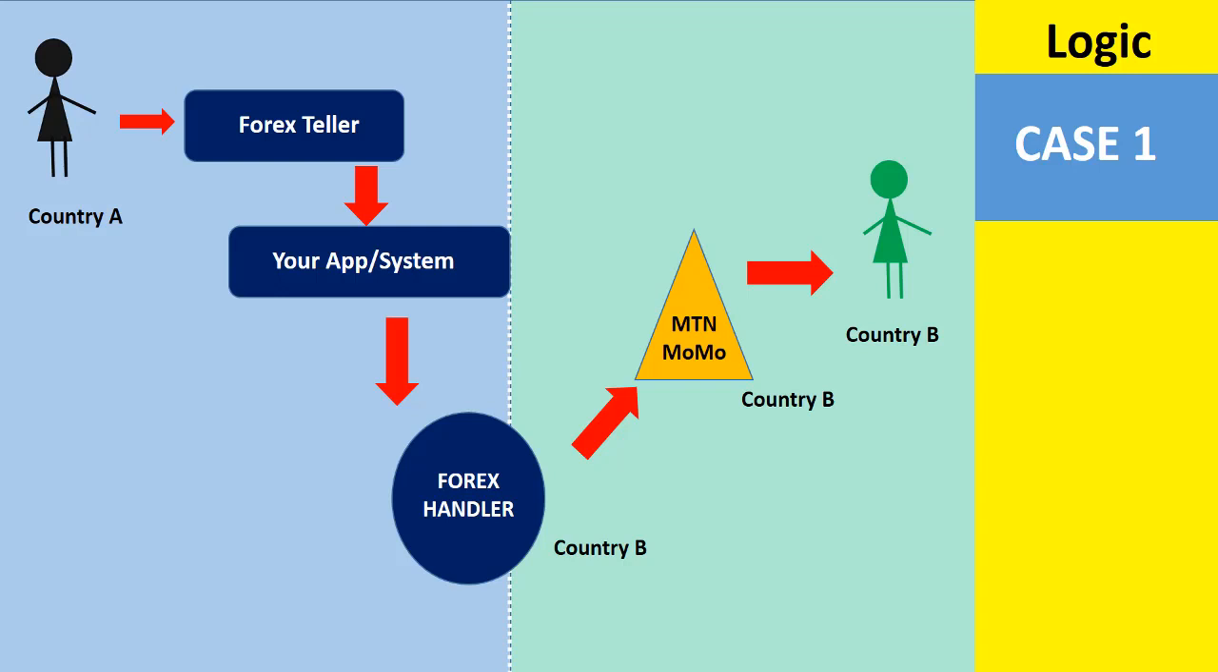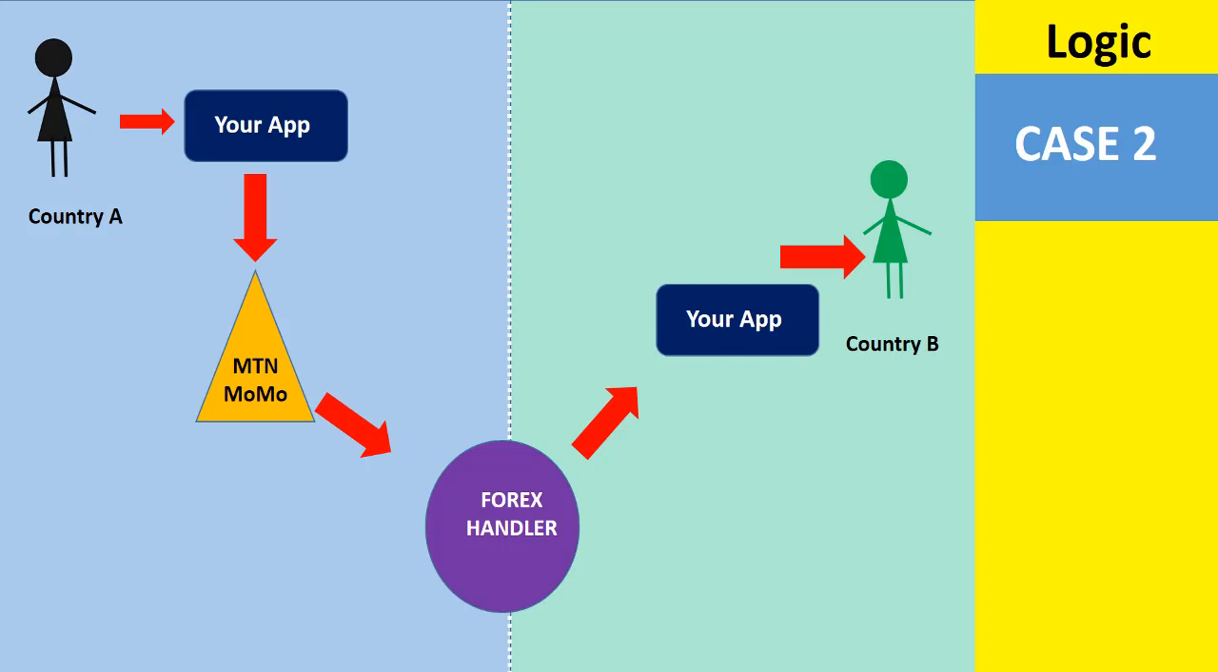Now the second case is if you are an app developer, you've developed your app, it is selling tomatoes, but you also want to receive money from people abroad. So what do you do? There is this case. You may have a Forex handler in your country, or in another country, that you have to collaborate with. So if you're in country A, you may find a Forex handler that you have to collaborate with. What is happening here? Forex changes every day. Every day there is a shilling added or reduced.